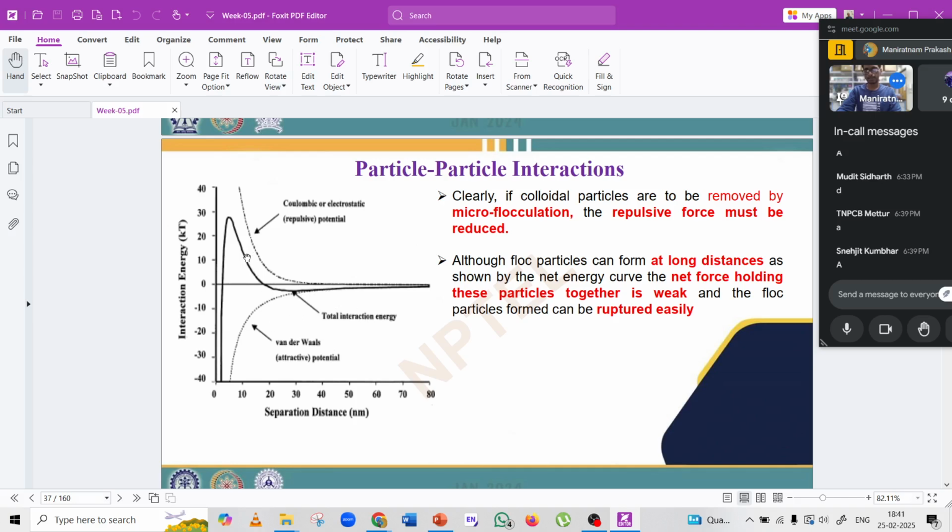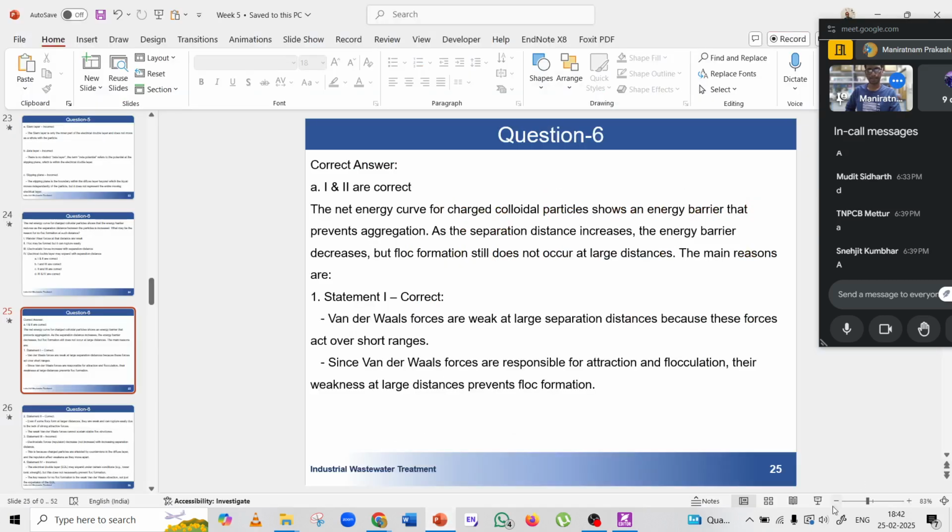Similarly, it is saying in terms of energy, more negative means more attraction. It depends upon how it is read. Sorry, I might be wrong here. I am not able to recall how this is read, but I think this must have been discussed in the lecture. Since van der Waals forces are responsible for attraction and flocculation, their weakness at large distance prevents flocculation.